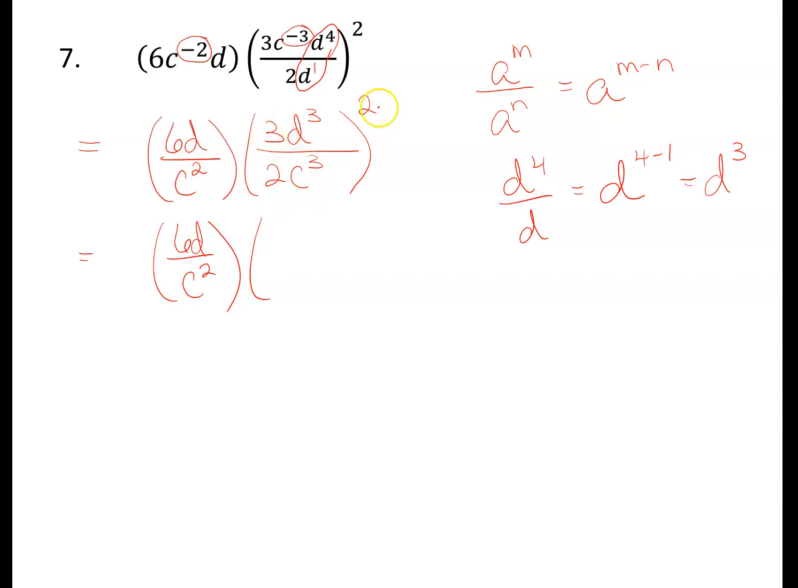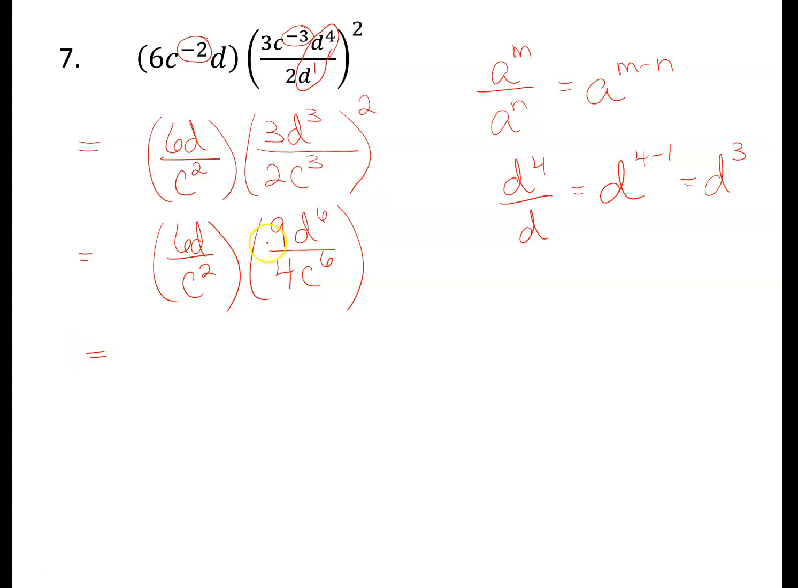So we'll start with 3 squared, we know is 9. And d cubed squared, we would multiply the exponents, so d to the 6th. Then 2 squared is 4. And c cubed squared, multiply the exponents, c to the 6th. Now we don't have that exponent on the outside anymore, so we can actually multiply these together.